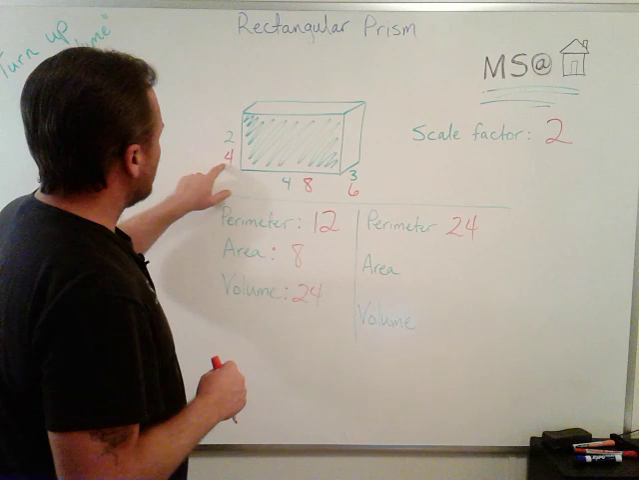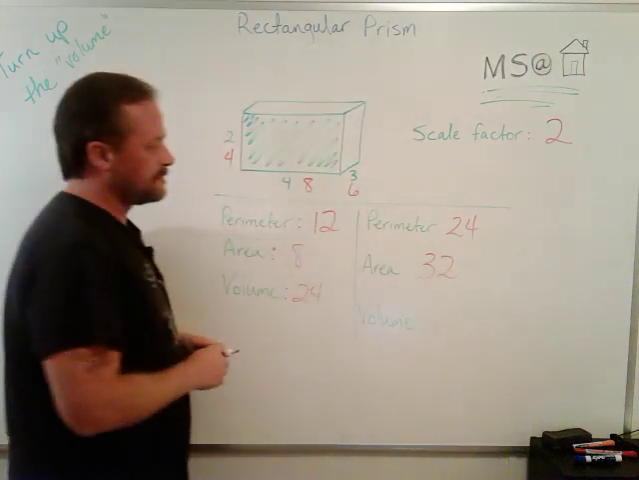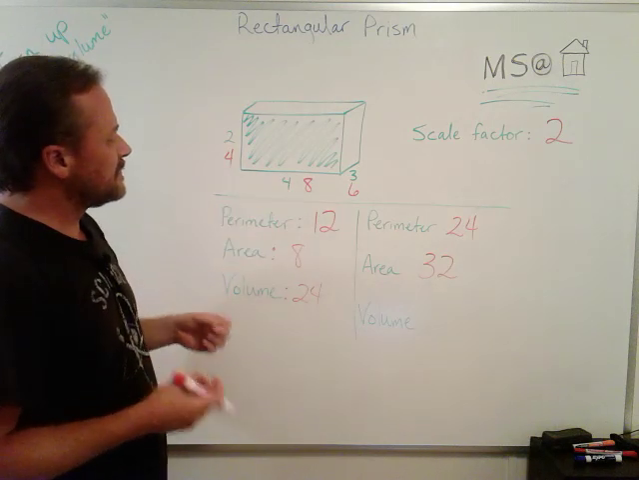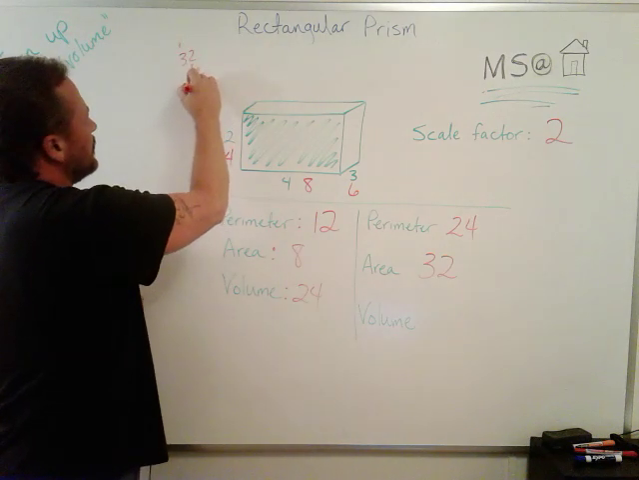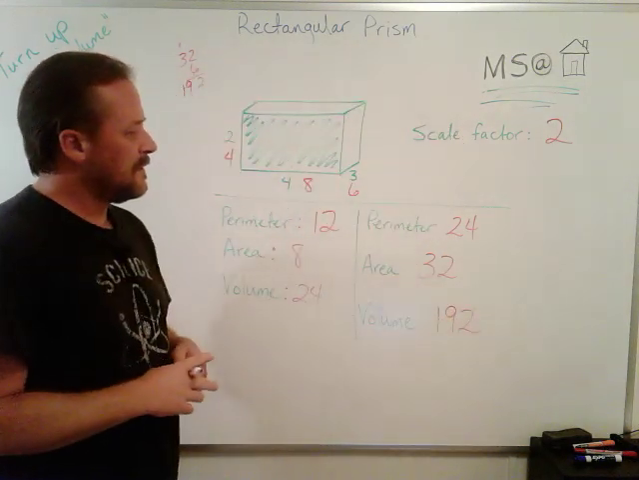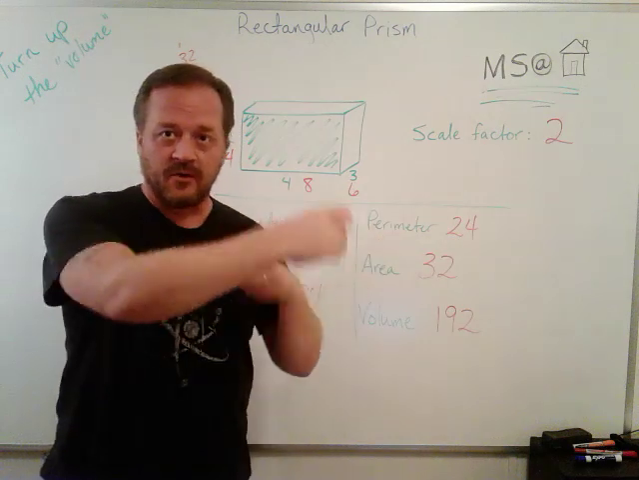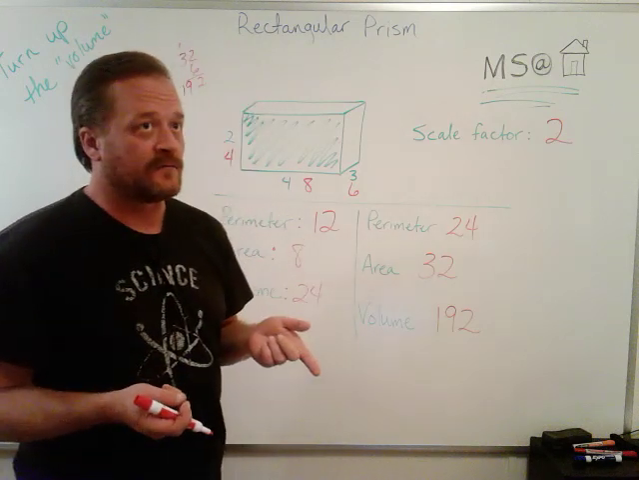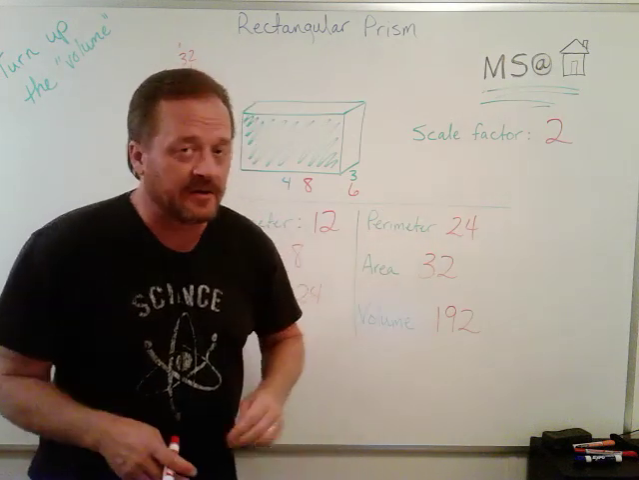Now, area. 4 times 8 for just this front face gives me an area of 32. And then the volume, which I need all of them for, 4 times 8 is 32. 32 times 6 is 192. Does that sound good? Okay. So my new bigger prism, the front face will have a perimeter of 24 units. The area of this front face will be 32 units squared, right? Because there's squares in there. And then the volume of my bigger prism will be 192 cubed units.